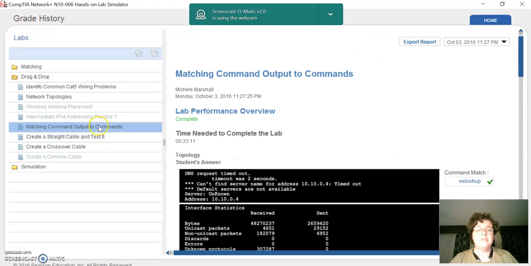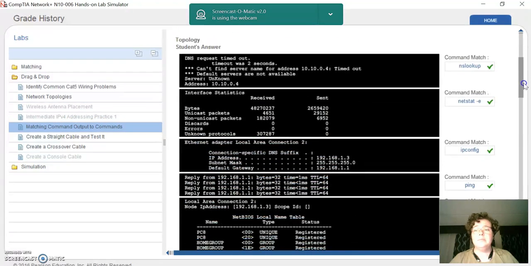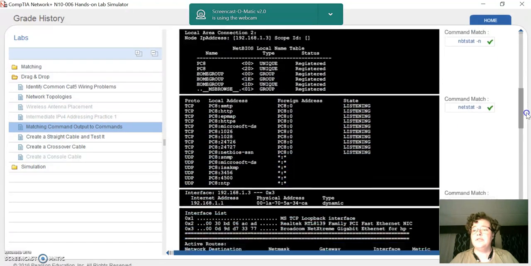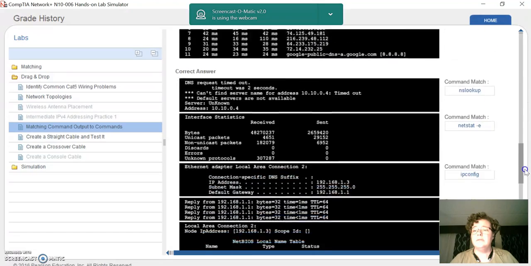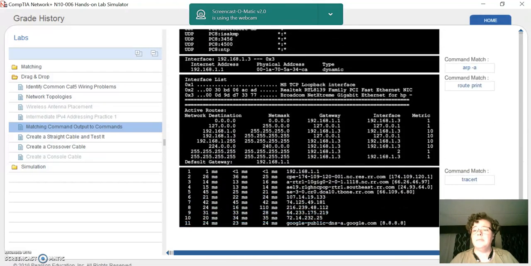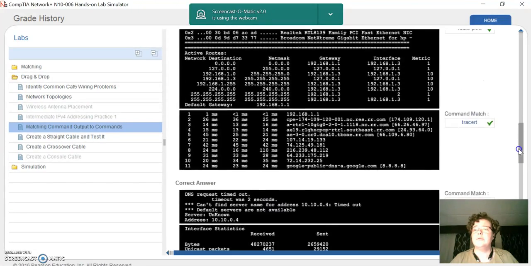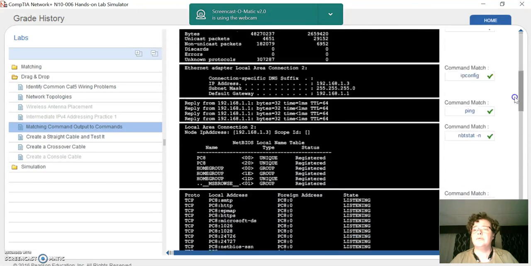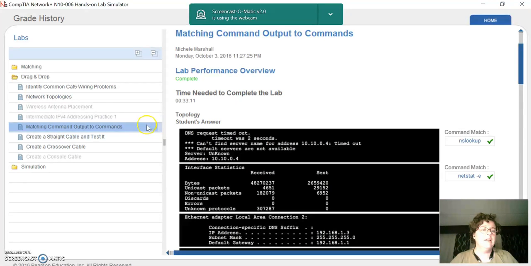Matching command outputs to commands. Here's the results of that. Complete. I didn't do too badly on this one. I think at first it shows you what I got, and then it shows you what the correct answers were.